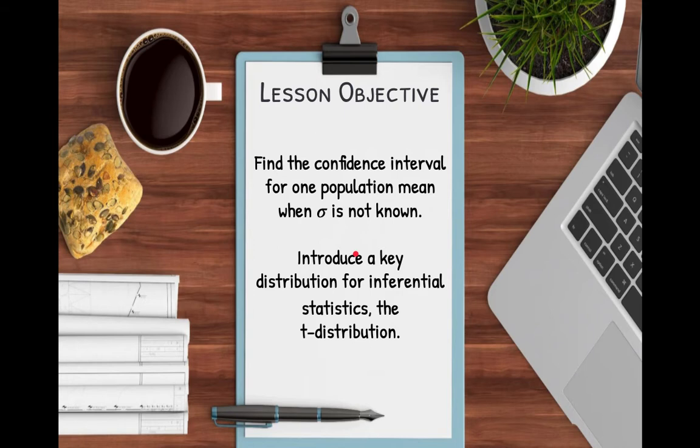So we've looked at the binomial distribution. We've looked at the normal distribution. Now we're going to learn one called the t-distribution that's going to help us with this problem here.